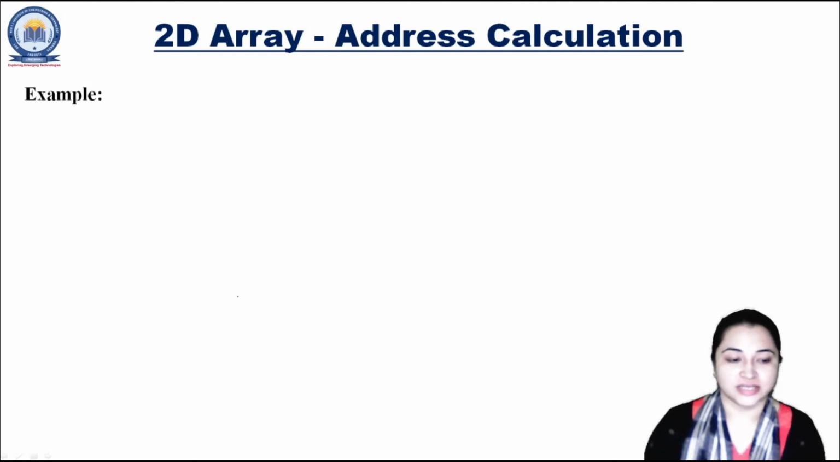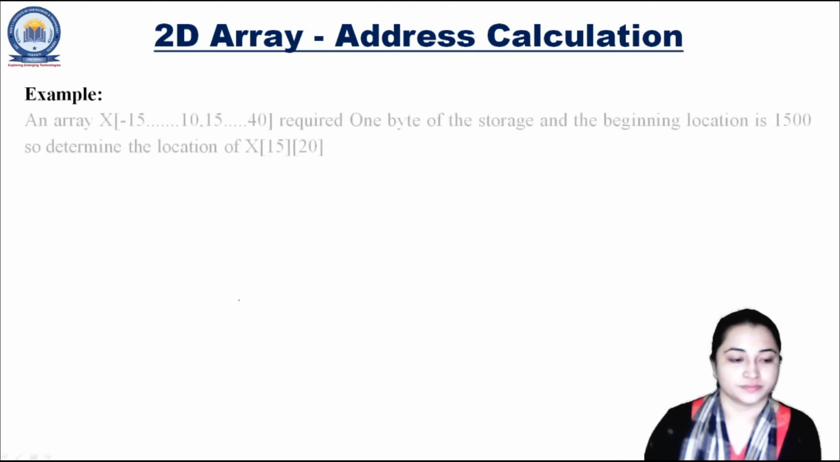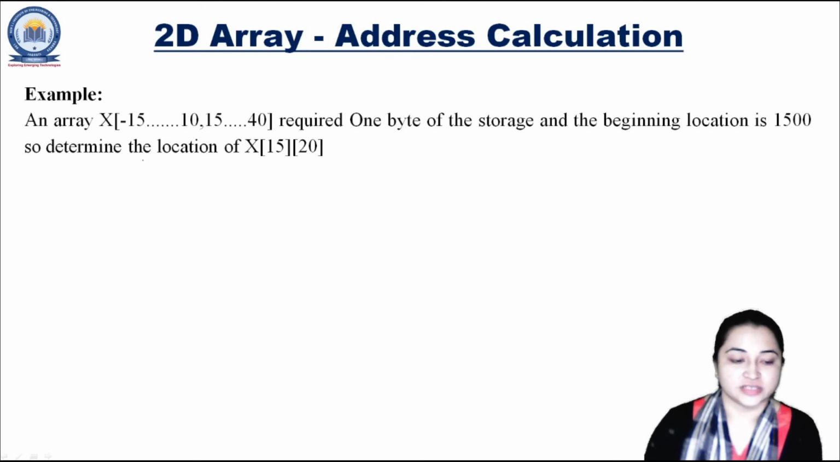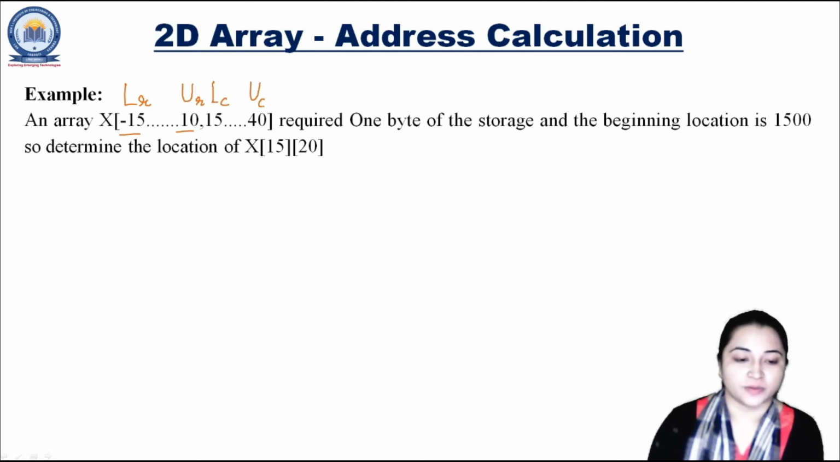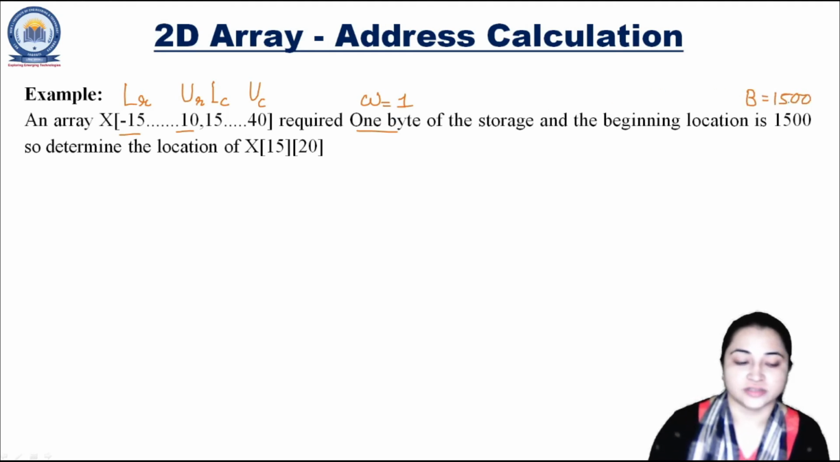Let us now see the example of type 2. An array which is given as minus 15 to 10, and so on. So in this case, this is lower bound of row, this is upper bound of row, this is lower bound of column, this is upper bound of column, and it requires 1 byte of storage. So in this case our W is 1 and the beginning location is 1500. So the base address is 1500. Determine the location of X, 15 and 20. So in this case 15 is I and J is 20.